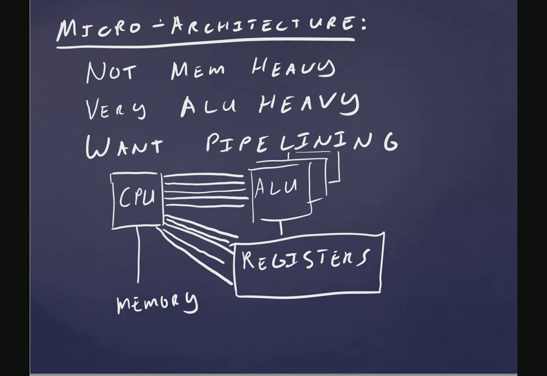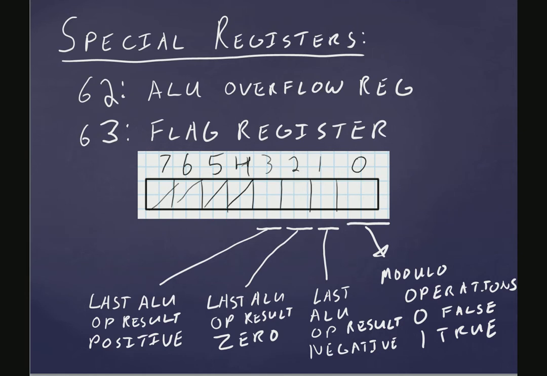So for a microarchitecture, basically we're not very memory heavy, but we're very ALU heavy. If our pipeline depth is 5, we need to have redundancy on everything by 5. And what I mean by that is memory ports times 5, register ports times 5, and ALU functional blocks times 5. Now, for special registers, we basically have a flag for modulo operations and flags that tell you something about the last operation that the ALU had.